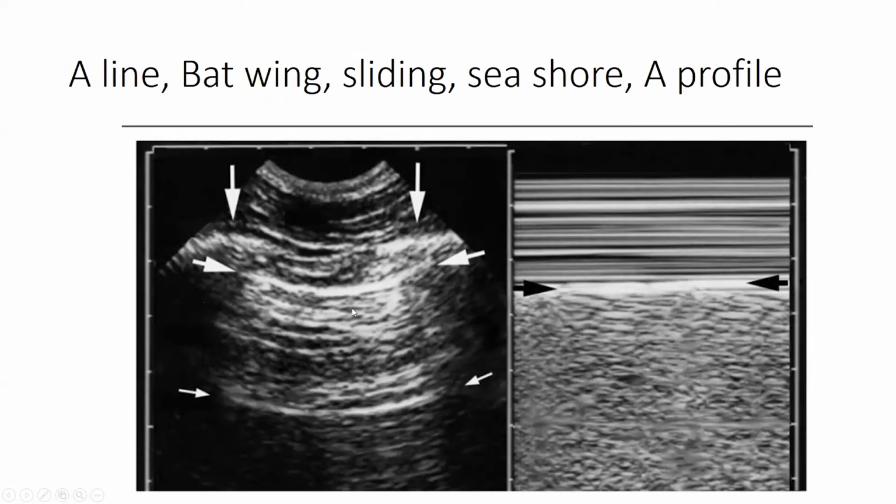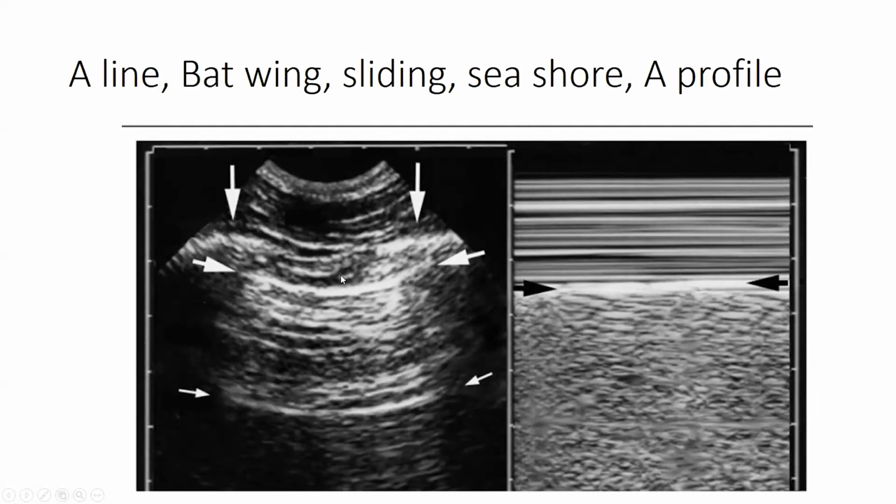The horizontal lines that are coming downwards as artifacts are called the A lines. And the ribs do not cast any kind of shadow over here, so you can see two black images on the lateral sides. This gives you a typical batwing appearance. So with a sliding sign, this is what the normal lung looks like.